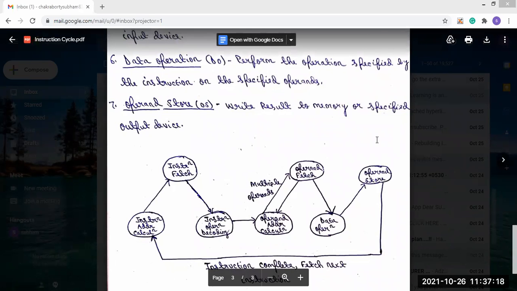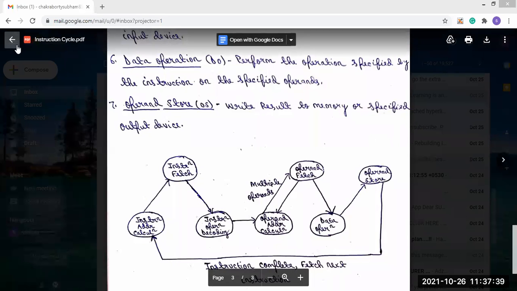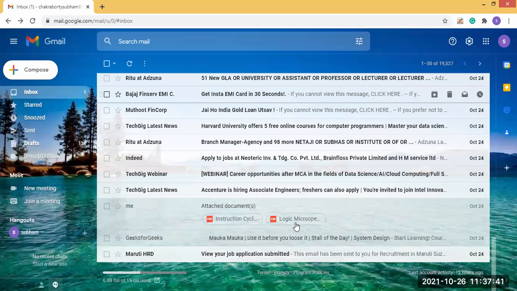So this is all about the instructions. We already saw what the instructions are, then the instruction format, and after that the types of actions performed by the instructions, and this is the state of the instruction cycle. Okay. So now we have completed everything about the instructions.